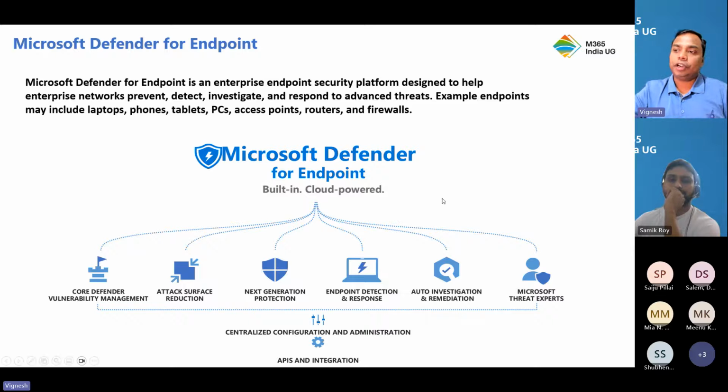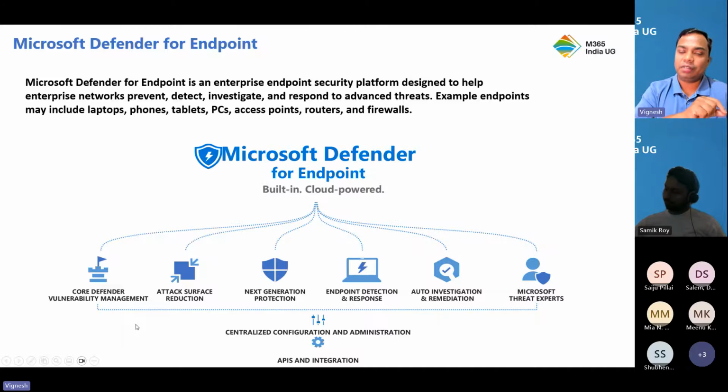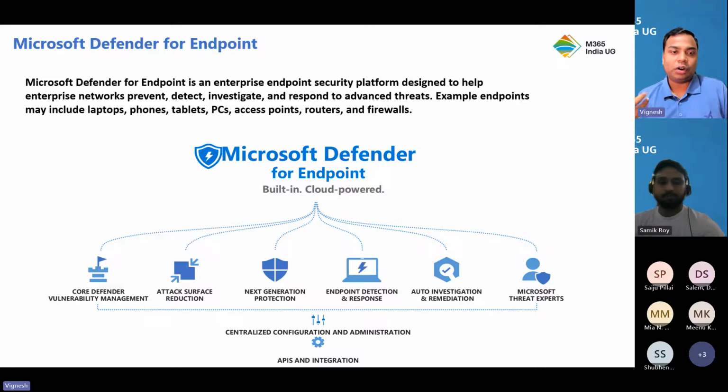With Microsoft Defender for Endpoint, these are the core capabilities that you get. The first one is the core Defender vulnerability management, which you get with Microsoft Defender for Endpoint Plan 2. As the name itself says, it's going to take care of all the vulnerabilities in the endpoints. When I say vulnerabilities, I'm talking about the browser extensions, the updates that are missing in your software, the device certificates. There is a lot that we can put under the realm of vulnerabilities in a PC.